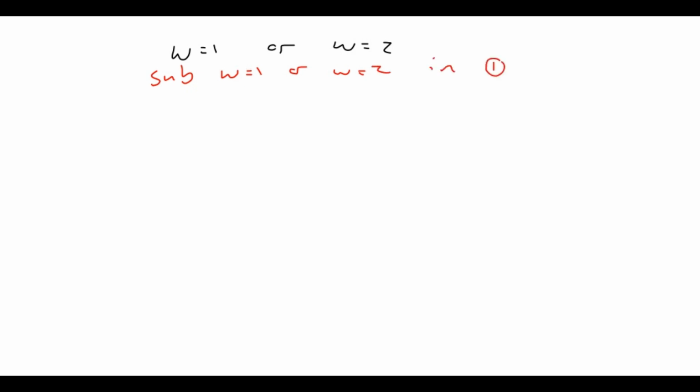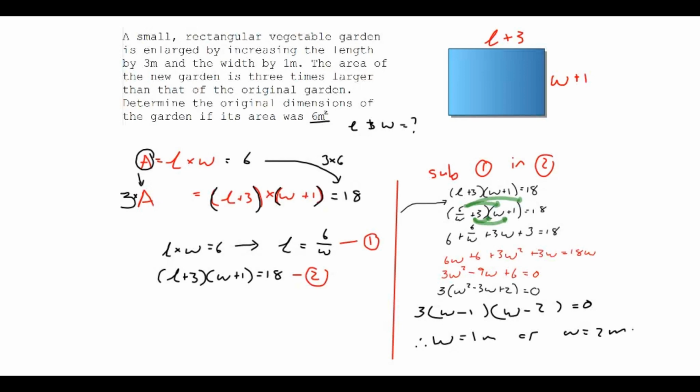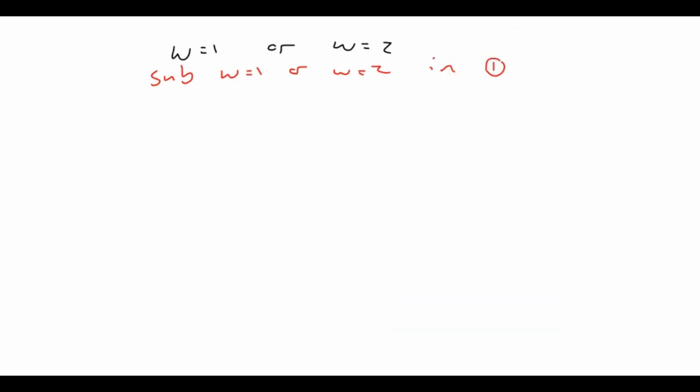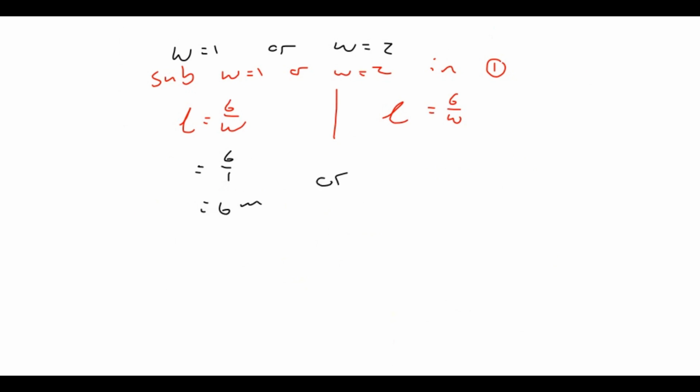And equation 1, if you recall, is over there. It's length equals 6 over width. Length equals 6 over width, or length equals 6 over width. And what we're going to do now is we're simply going to substitute our width in. So we get 6 over 1 being 6 meters, or length would equal 6 over 2 being 3 meters. And there you go. There's your word problem.